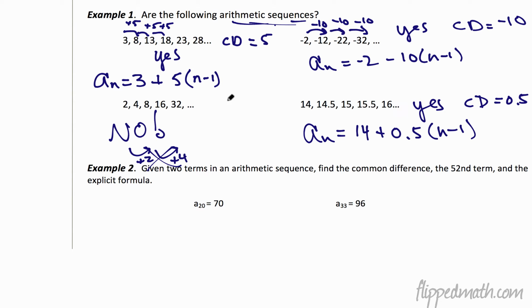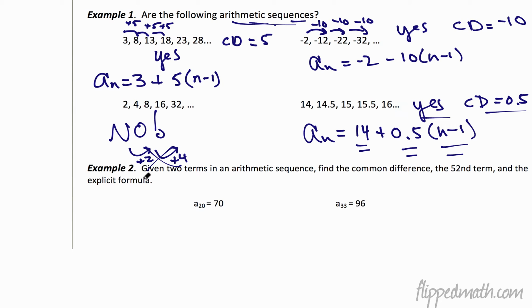Okay, so here's what I got. First one is not an arithmetic sequence because, look, we add 2 and then we add 4 and then it's not the same, so it's no. Second one here, we add 0.5 every time to 14, so yes it is. Common difference is 0.5. The explicit formula, you start at 14 and you add 0.5, and remember it's always 1 less than whatever term you want.